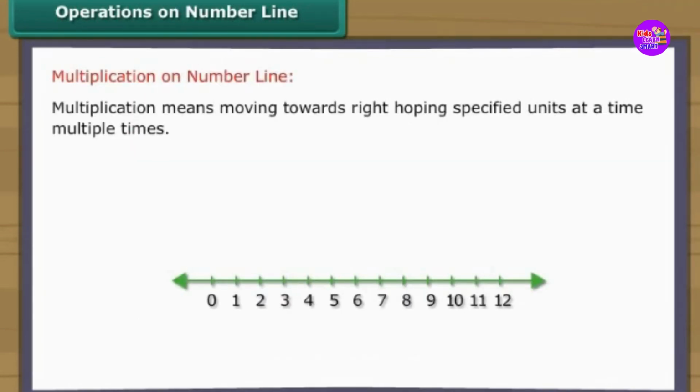Multiplication means moving towards right, hopping specified units at a time multiple times. For example, 2 into 5. Start from 0, move 2 units at a time to the right, make such 5 moves. You will reach 10. So we say 2 into 5 is equal to 10.